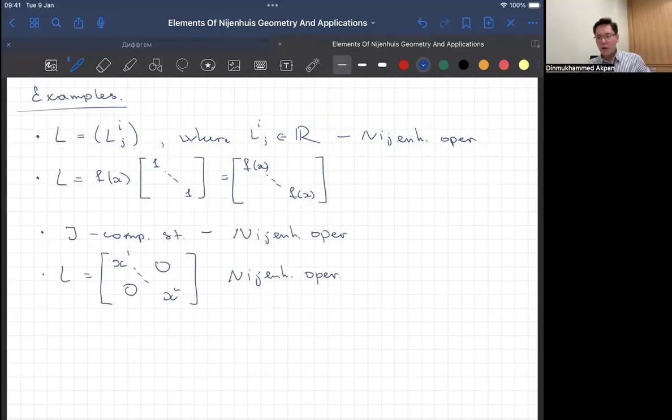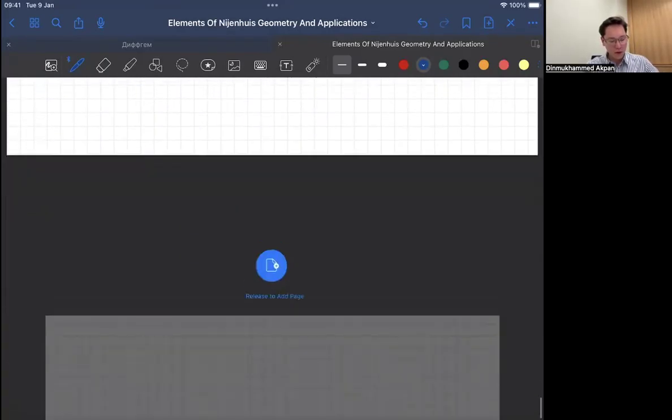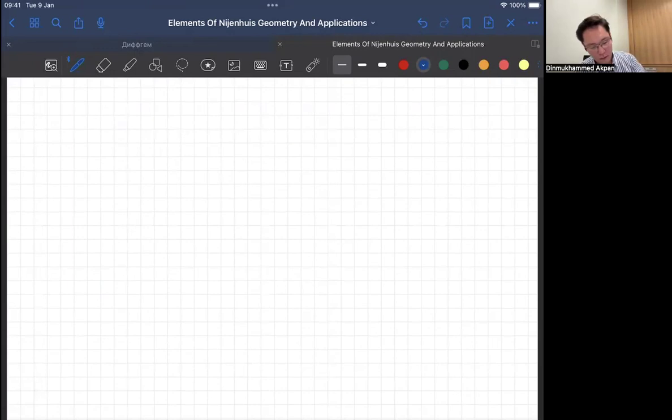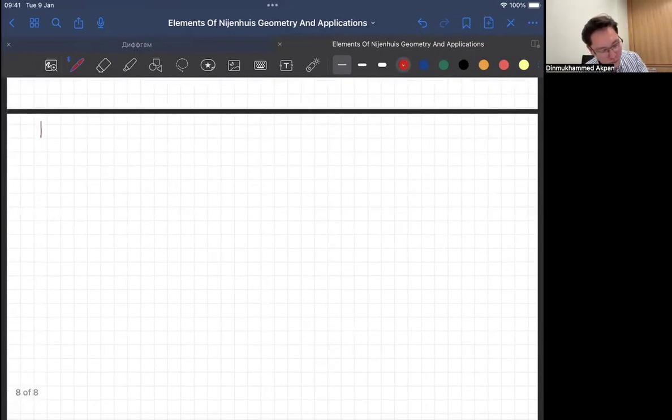Great. Now I want to prove and show a proposition that we will use for showing the normal forms for some types of Nijenhuis operators. This proposition is the next one. Let's call it a lemma.